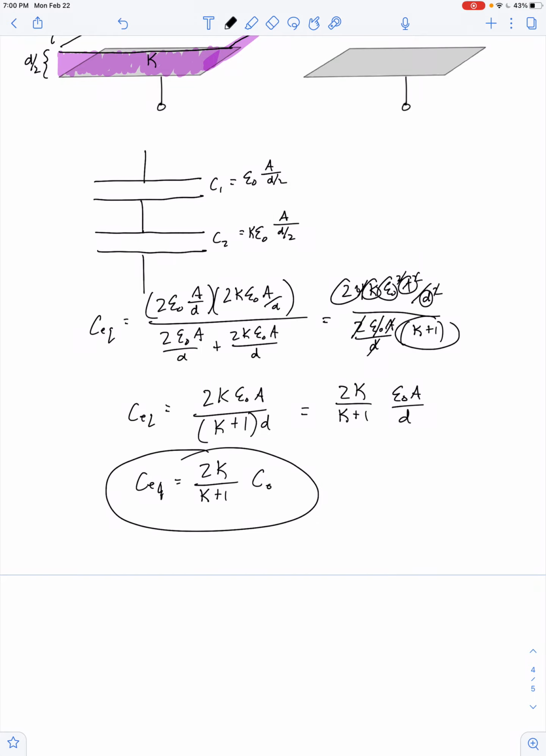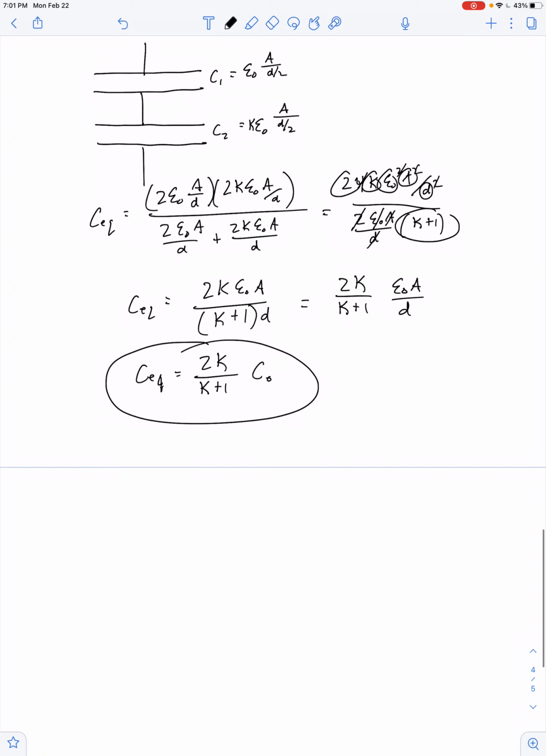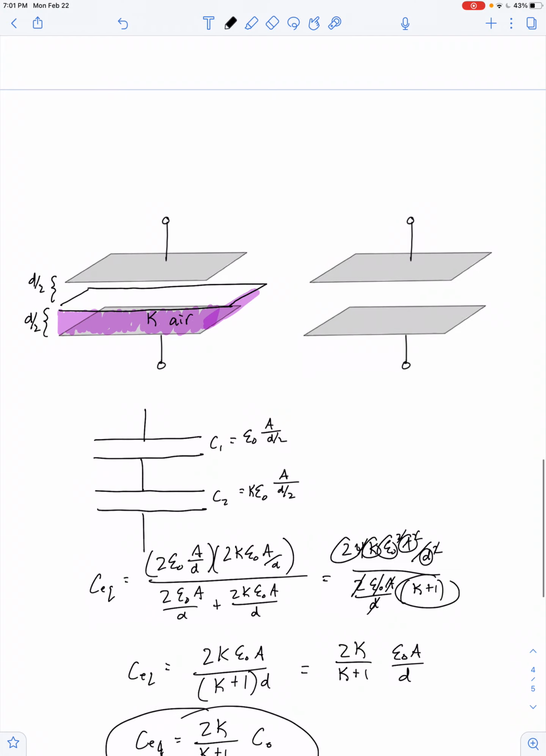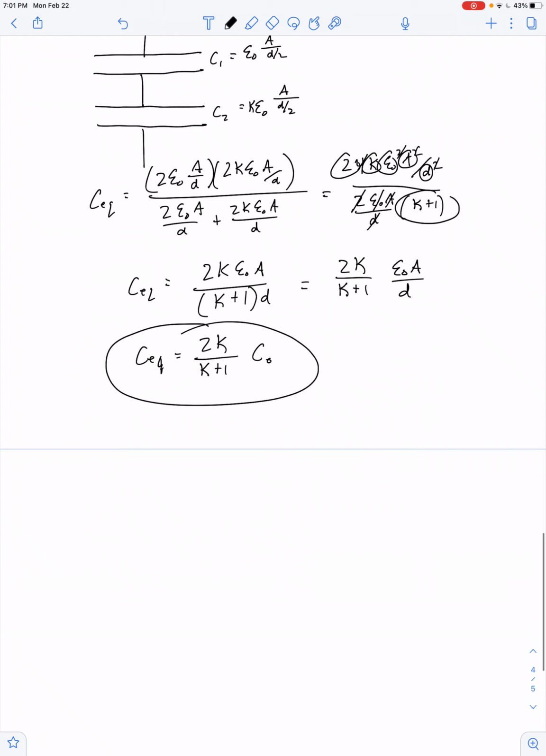Let's see if this equation is correct. Well, what if this really is just air? What if the bottom layer is the same as the top layer? Then the kappa value would be 1, so we'd have 2 times 1 over 1 plus 1 times the original capacitance, which is 2 over 2, and so yeah, we would have no change in the capacitance. So I think we've got the correct equation here.